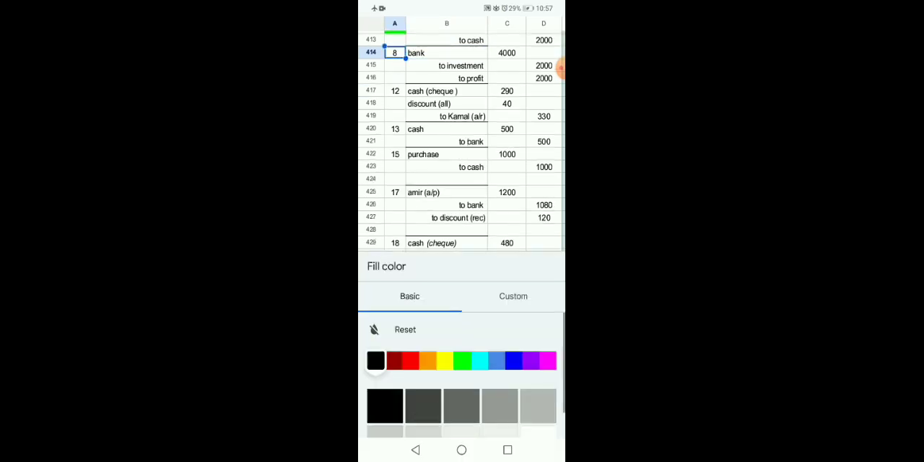Now we will see the date of this entry, and that date is 8. So for both references we will write 8. For the first reference, that was investment, and for the second reference we will consider 8 as well, and this way investment and profit both have been posted. Good. Entry number 8 is completed, so mark it as done.